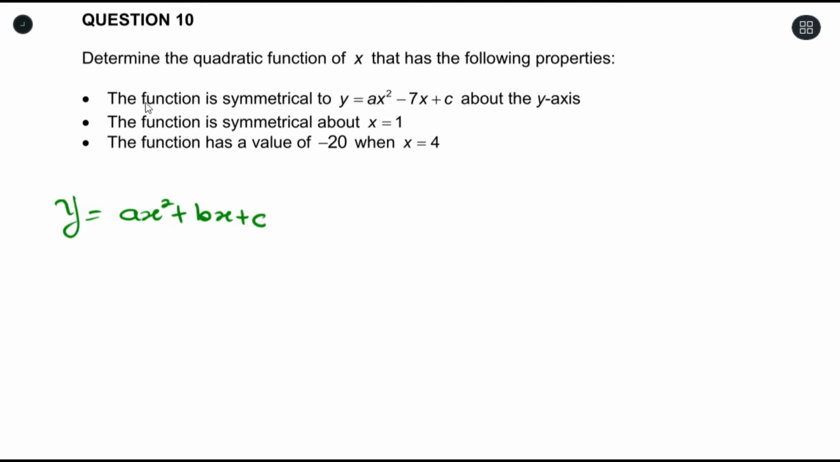Now, it tells us here that the function is symmetrical to y is equals to ax squared minus 7x plus c about the y-axis. Now, this literally means that it is reflected about the y-axis. Our function, which is this one over here, is a reflection about the y-axis of this function over here. A reflection about the y-axis means that your x and y would normally change into negative x and y. Okay, the x value changes from positive to negative or vice versa, or your y stays the same. So our new function is actually going to look like this.